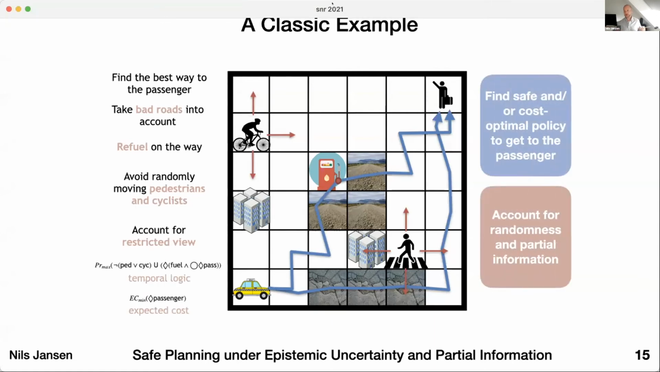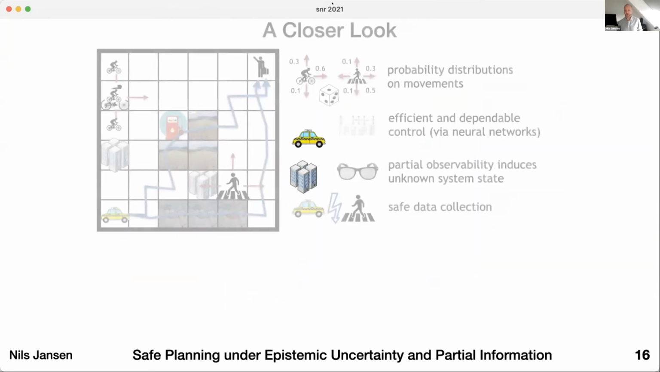And in our more formal methods scenario, we try to capture such things using temporal logics like linear temporal logic or CTL, and also expected cost, right? So we have these two objectives. And then the formal problem is to find a safe and cost optimal policy to get to the passenger. And while doing this, we have to account for randomness and for partial observation, partial information, meaning that we don't really know everything because we have a restricted view, so we don't get precise sensor readings here. Okay, let us look a bit closer into this example.